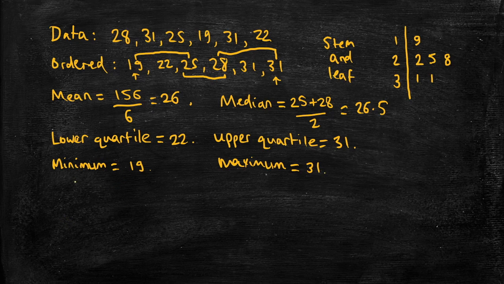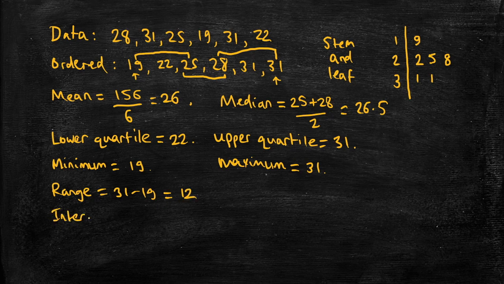And then finally, let's finish off with some summaries of the spread of the data. So the total spread is given by the range, which equals the maximum minus the minimum. So 31 minus 19, and that comes to 12.